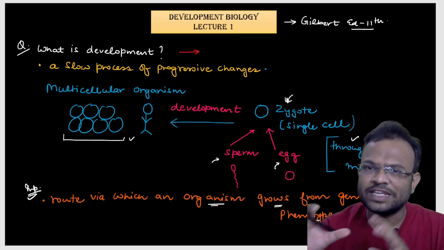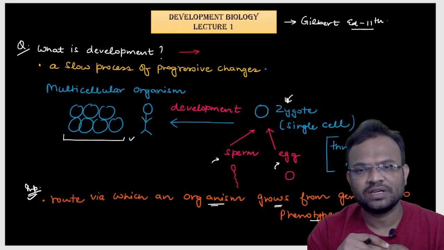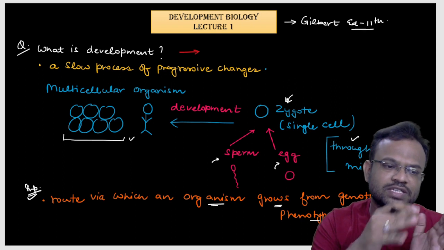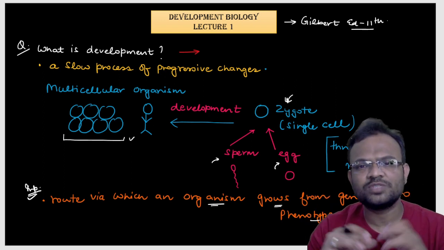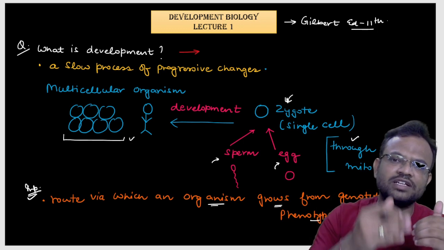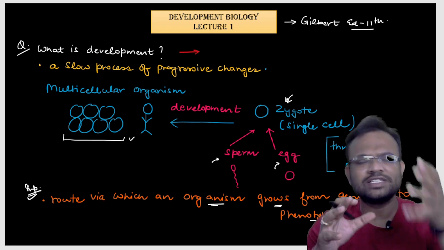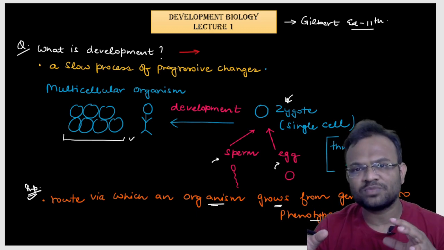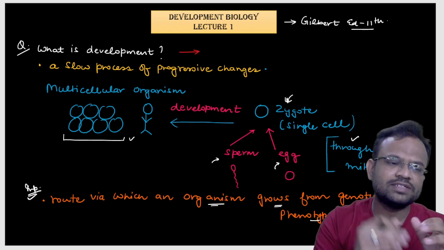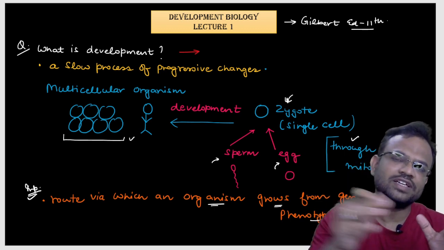Let us start from the very basics. That means, what do you think is development? What is development? So development is basically a process of progressive changes. What does progressive changes mean? Progress means to move forward, right? We are continuously progressing. That means development is a very slow process. It is not a very fast process. It gradually happens. Right? And these are multiple step process, slow process, and progressive changes happen.